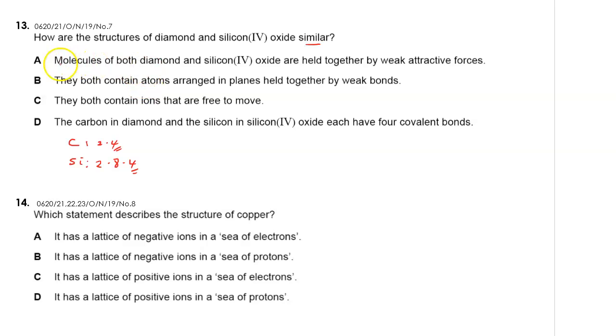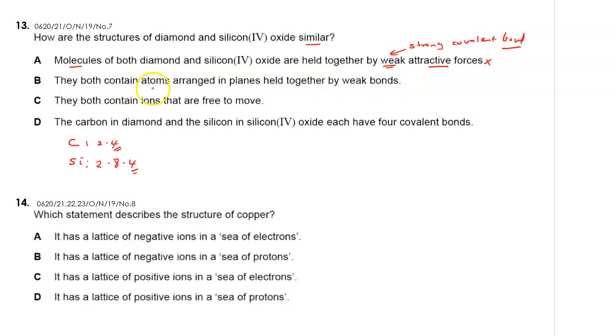So let's look at it. Molecules of both diamond and silicon oxide are held together by weak attractive force, and that is not correct. We actually don't even have molecules of diamond. It is a giant molecular structure, and it is held by strong covalent bonds. Covalent bonds are not weak, they are strong, so A is not correct.